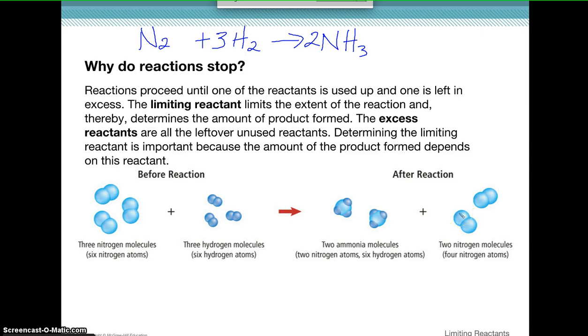Now we're going to be looking at how to do this mathematically with grams because we're not always going to have pictures of molecules, obviously, to tell which one is limiting and which one isn't. So let's take a look at how to use stoichiometry to make this happen.